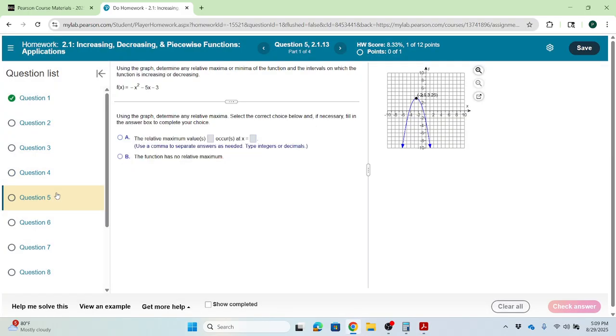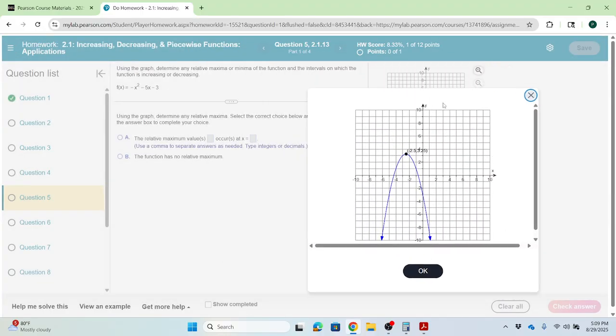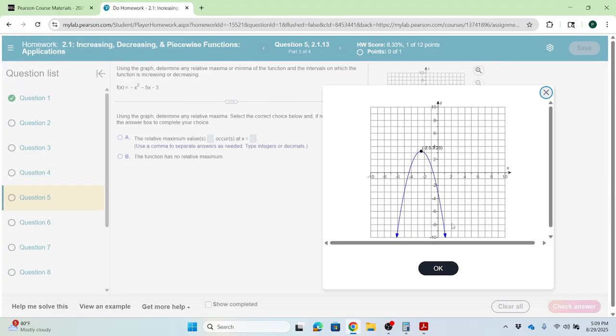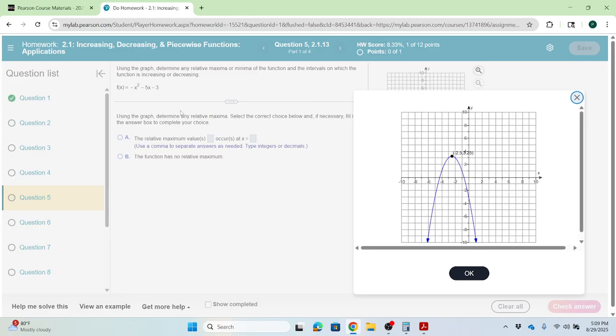Let me see if I can find. Okay, so this is the graph here. It's a parabolic graph, a quadratic function. We need to find out where this function has a relative maximum or minimum. As you can see, the graph is going up, and after this point, the graph goes down. So this is the relative maximum, or the largest one for this graph, and there is no minimum because this graph keeps going down.